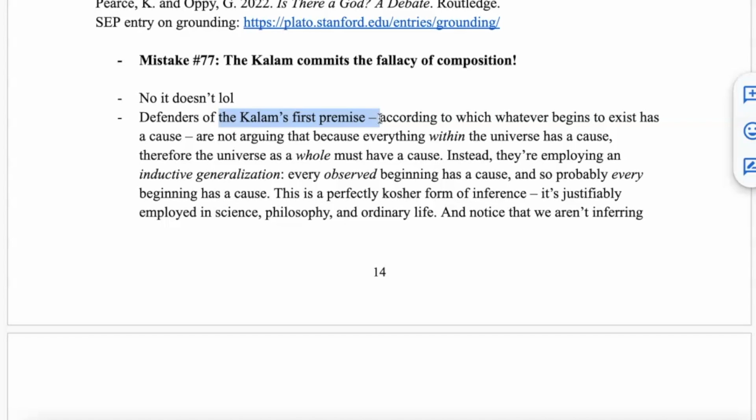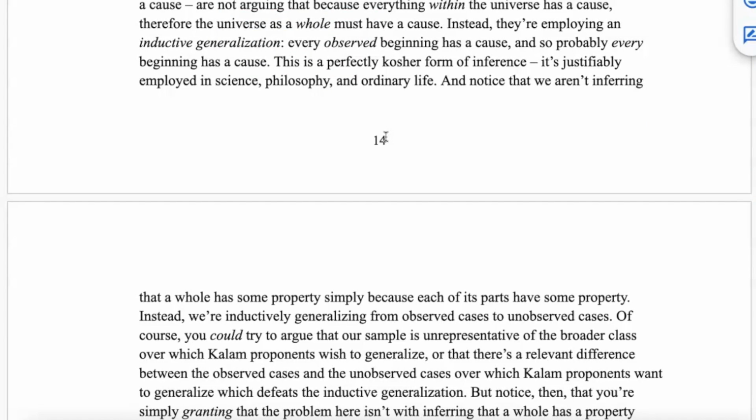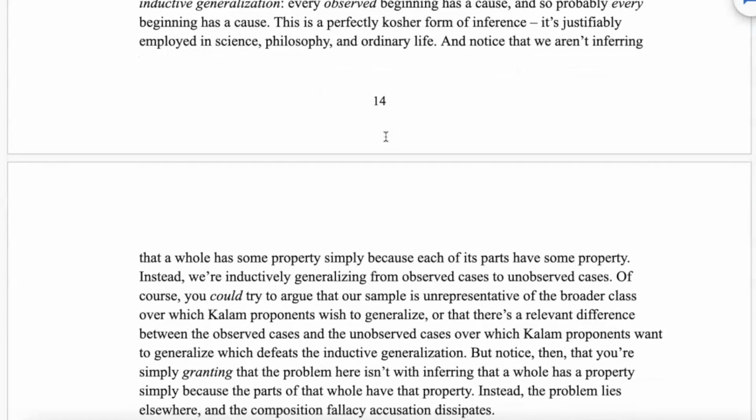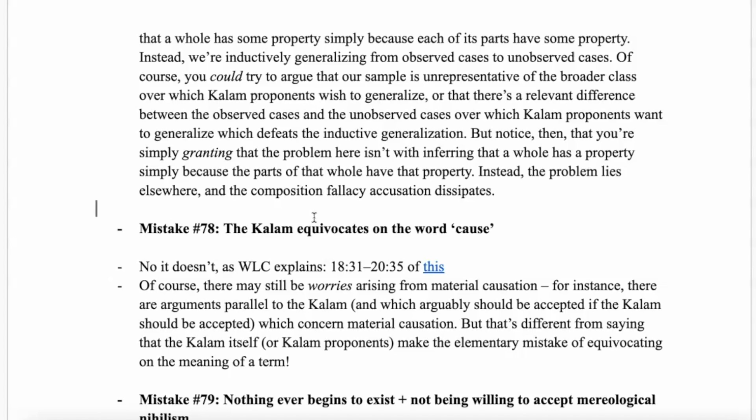It's justifiably employed in science, philosophy, and ordinary life. And notice that we aren't inferring that a whole has some property simply because each of its parts has some property. Instead, we're inductively generalizing from observed cases to unobserved cases. Of course, you could try to argue that our observed sample is unrepresentative of the broader class over which Kalam proponents wish to generalize, or that there's a relevant difference between the observed cases and the unobserved cases, which defeats the inductive generalization. But notice then that you're simply granting that the problem here isn't with inferring that a whole has a property simply because the parts of that whole have that property. Instead, the problem lies elsewhere, and the composition fallacy accusation dissipates. Those dirty capitalists and their fallacies.